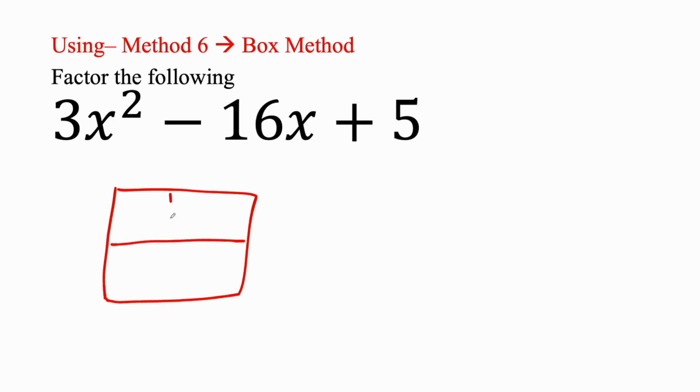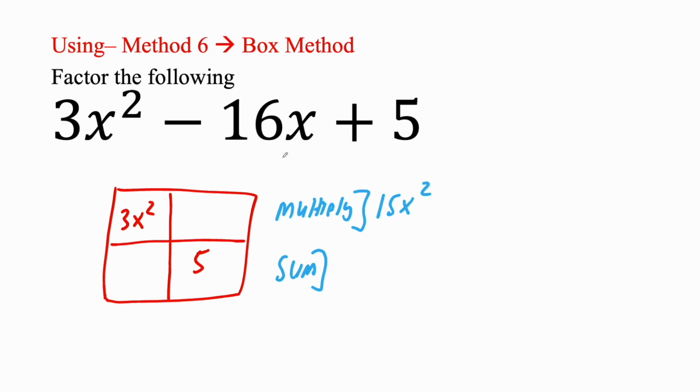have 4 quadrants. Now in this square right here, I'm going to put 3x squared. This square I'm putting in the 5. Then I'm going to write the word multiply and sum. And it's going to multiply to the diagonal. So 3x squared times 5, we get 15x squared. And it sums to the middle piece, which is negative 16x.